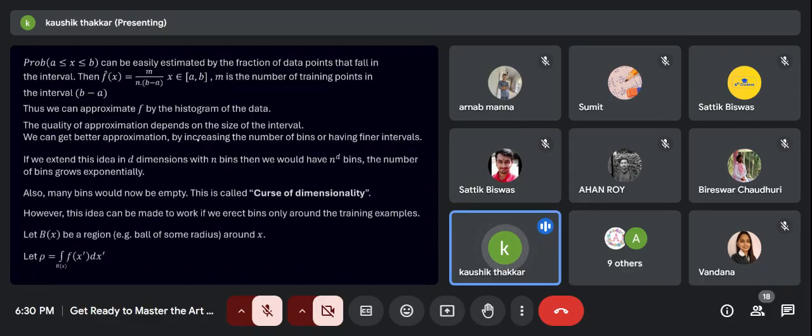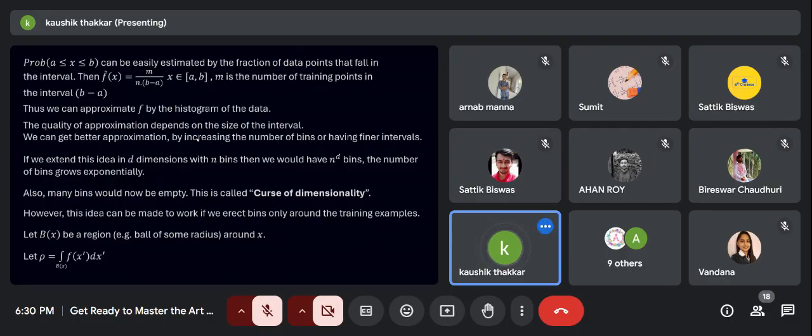Okay. So we discussed up to the curse of dimensionality. However, this idea can be made to work if we erect bins only around the training examples, right? So what we do is we define a region Bx, a ball of some radius around the point x where we want to estimate the density, right?